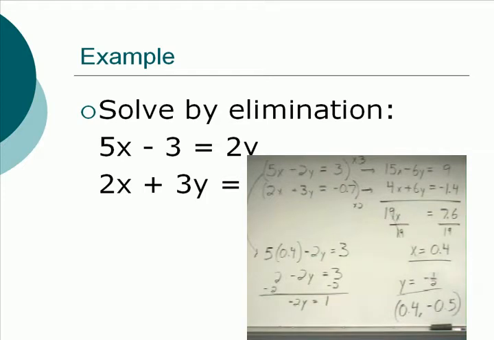Okay? Elimination method. Lot less algebra. Lot less.